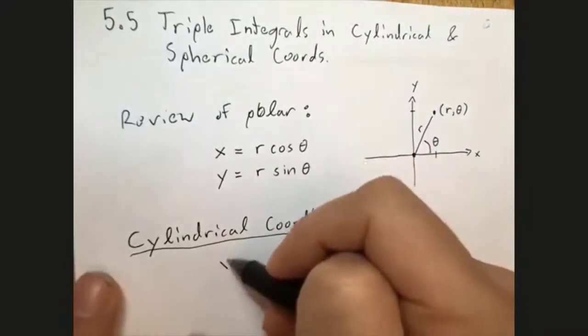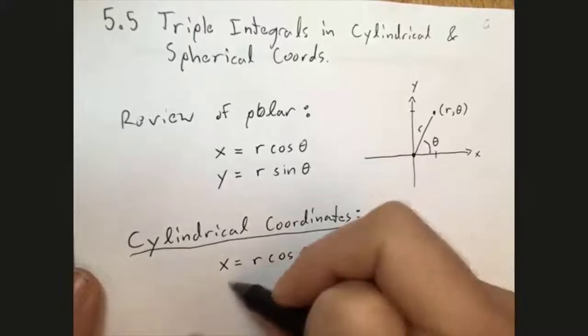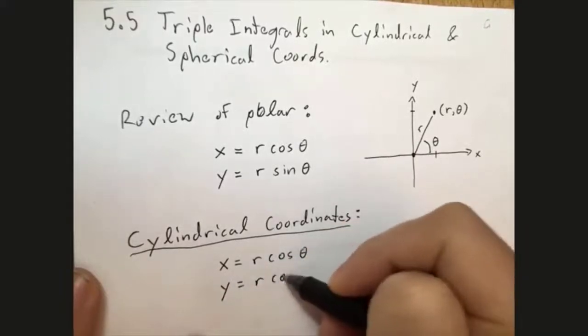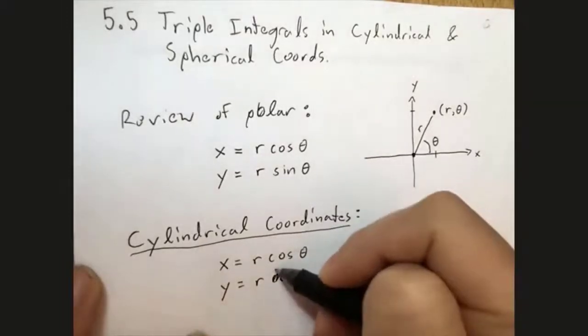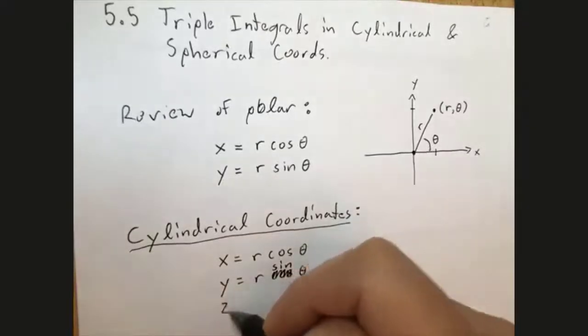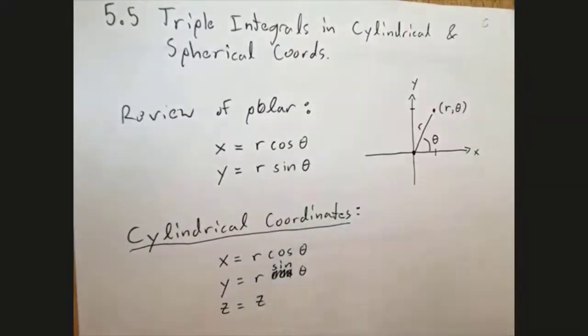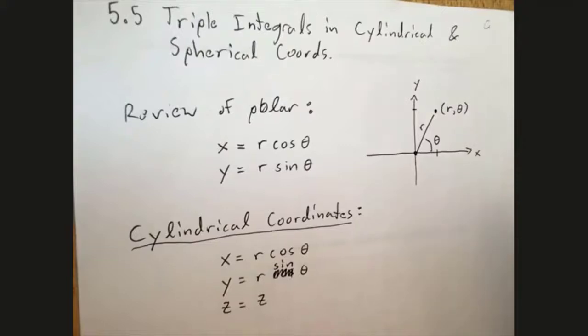So the relationships are the same as for polar. x equals r cosine theta, y equals r sine theta. And then how do I convert the z? Well, I just leave it the same. So in cylindrical coordinates, we just add the z variable to polar coordinates. That's all it is, polar coordinates plus the z.